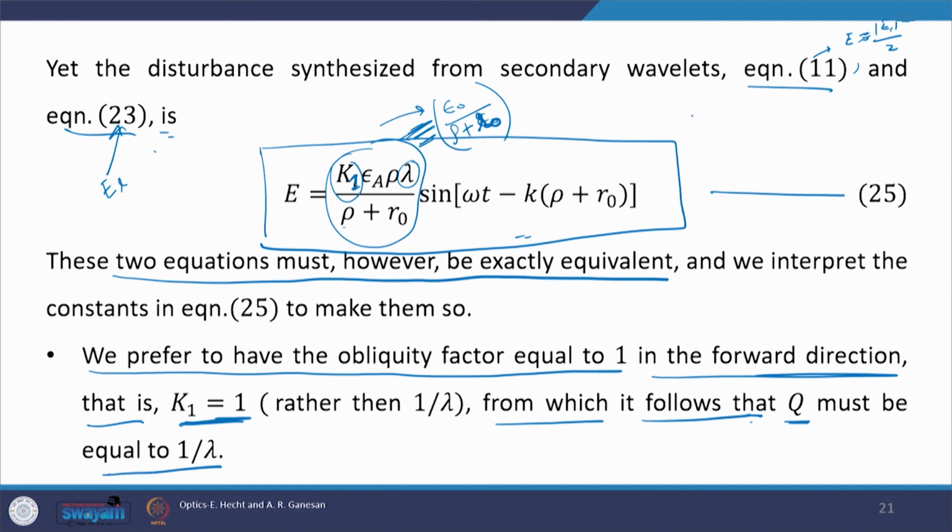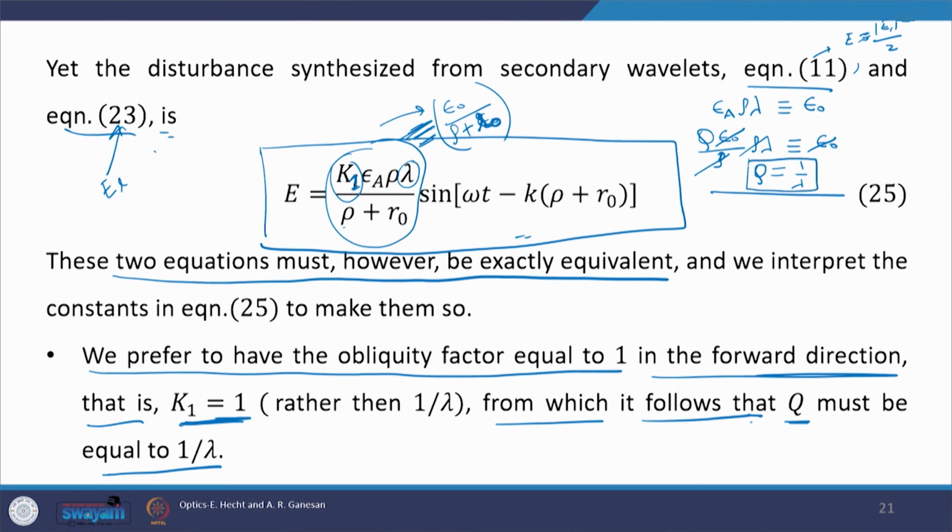Why? Because when K1 is equal to 1, then what we are left with is this term, this must be equal to epsilon naught. But what is epsilon A? Epsilon A is Q epsilon naught, okay, and it was equal to rho here in the denominator, and then rho lambda, this must be equal to epsilon naught. Okay, then from here rho will go away, epsilon naught will go away, and from here Q is equal to 1 by lambda.